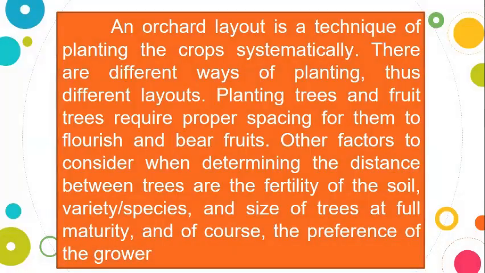And let's start. An orchard layout is a technique of planting the crops systematically. There are different ways in planting, thus different layouts. Planting trees and fruit trees require proper spacing for them to flourish and bear fruits. Other factors to consider when determining the distance between trees are the fertility of the soil, variety or species, and size of trees at full maturity. And of course, the preference of the grower. It is very important.